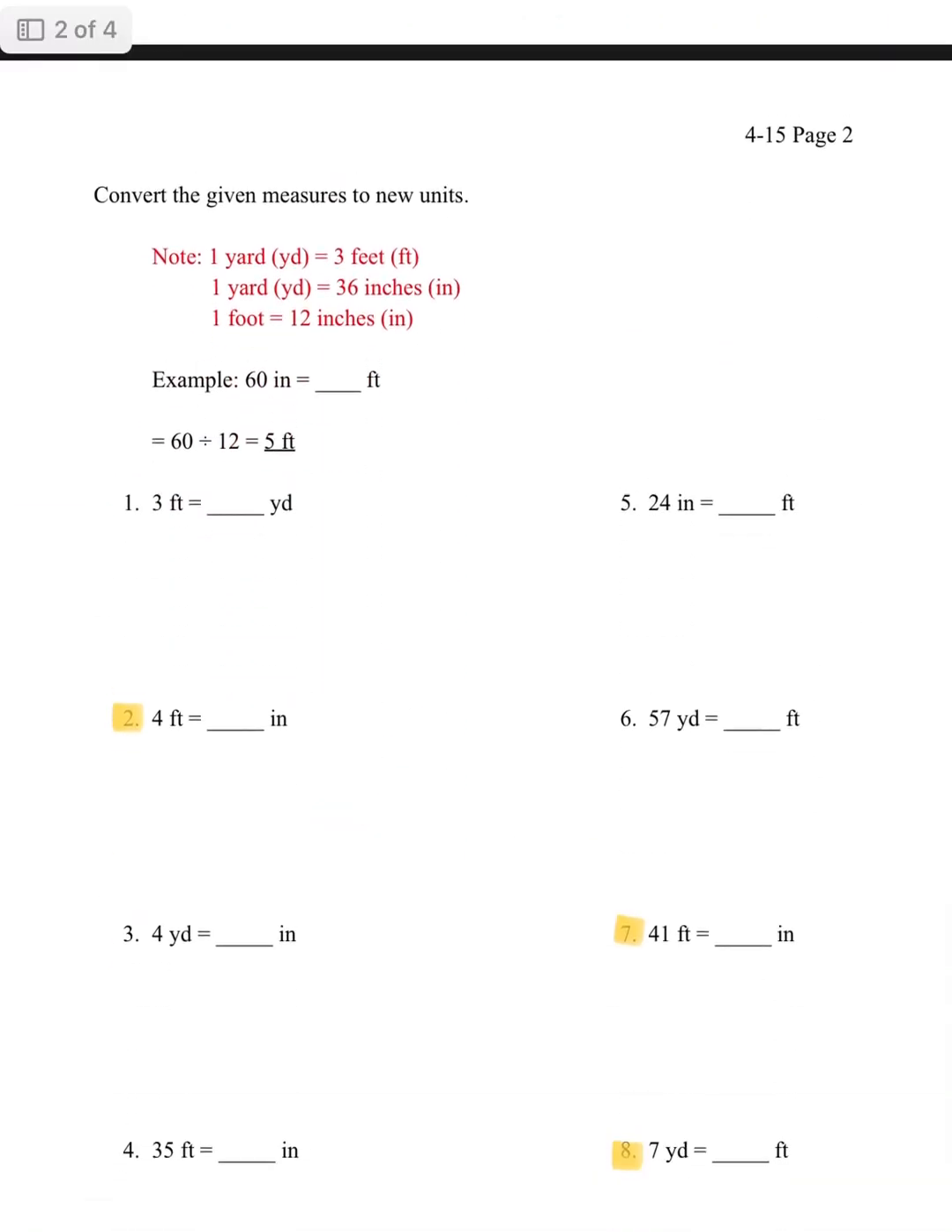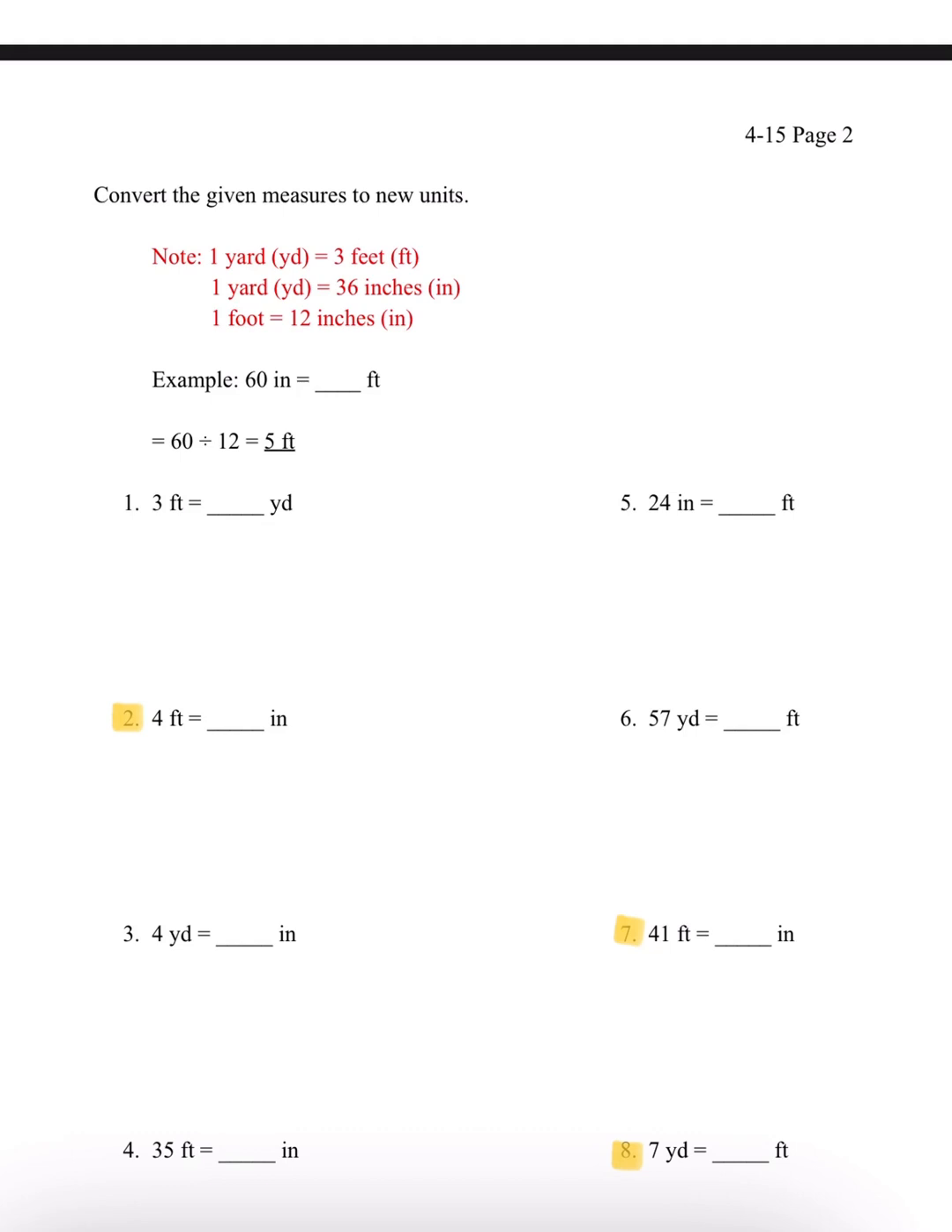Moving on to page 2, it says, convert the given measures to new units. So here's a note. It says 1 yard equals 3 feet, 1 yard equals 36 inches, and 1 foot equals 12 inches. I'll be going over numbers 2, 7, and 8. Our example, we have 60 inches equals blank feet.